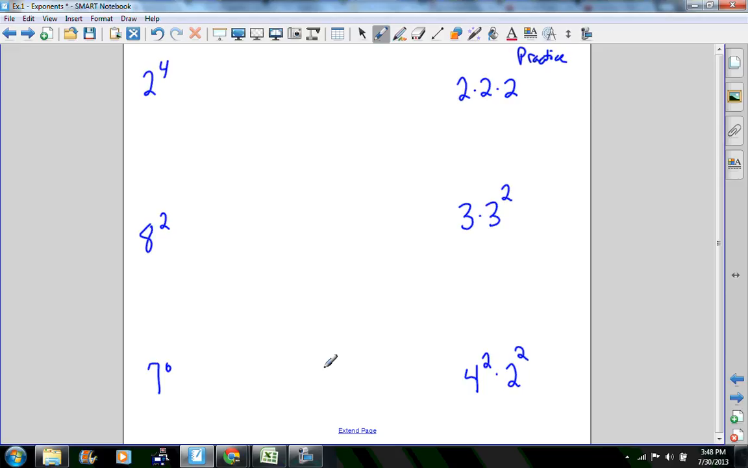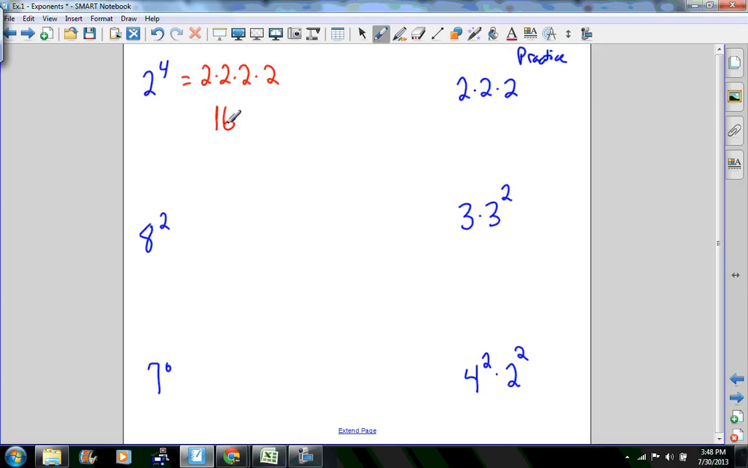Now, this is our final practice. I want you to write these, if they're in exponent form, like the ones on the left and the ones down on the right, I'd like you to find them as regular numbers. If they're written as numbers, like the one on the top right, write them in exponent form. Okay, so for this one, this is 2 times 2 times 2 times 2, which is 4 times 4, which is 16.